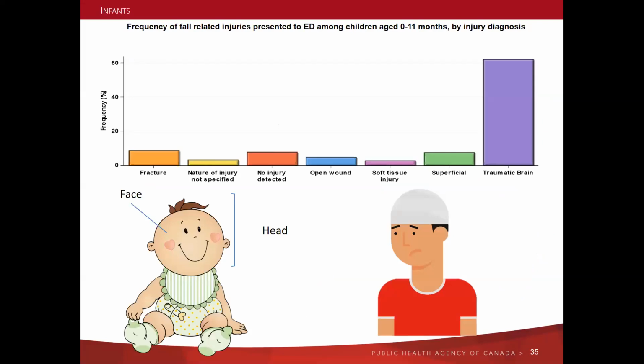Infants, unlike adults, have relatively large heads in proportion to their small bodies. Because of that, their center of gravity is skewed, making them much more likely to fall on their heads than anywhere else. And unfortunately, this is especially damaging as their skulls have yet to fully develop at this stage. Incidentally, traumatic brain injuries are the most common injury diagnosis for this age group, as you can see over here, while the head and face are the leading injury locations, which I've labeled over here.